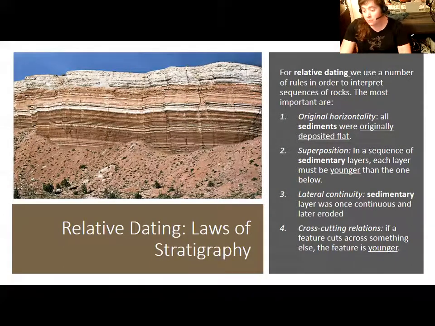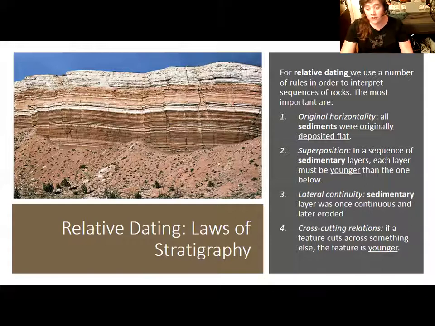The second rule is superposition, which is my favorite rule, in that it's just so simple. Whatever is on the bottom is older, whatever is on top is younger, because it doesn't make sense for someone to lift up the rocks, put a layer of sediment, and then put it back. That's funny in a cartoon, but it doesn't really make sense.